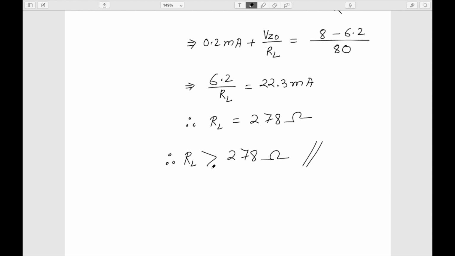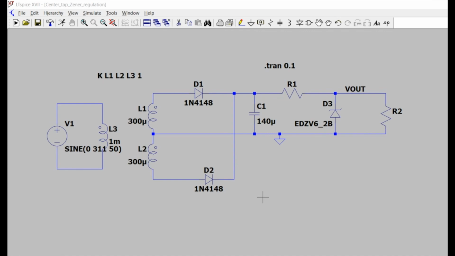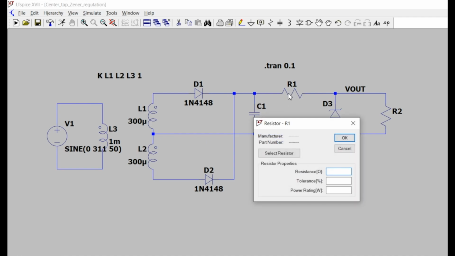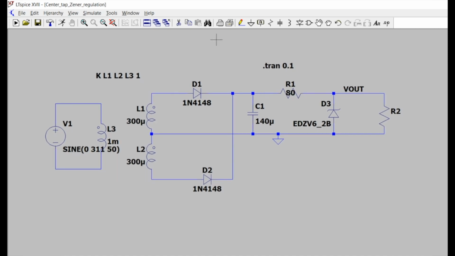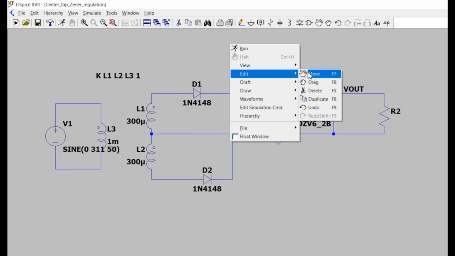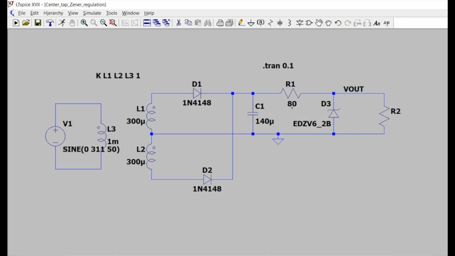This is my LTspice setup for this voltage regulation with the Zener diode. So let's set the value. I already have drawn this circuit, and I'll be sharing this LTspice file on the website as well. So we have considered R to be 80 ohms.